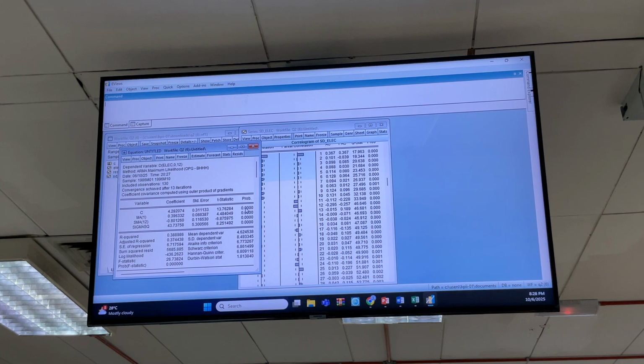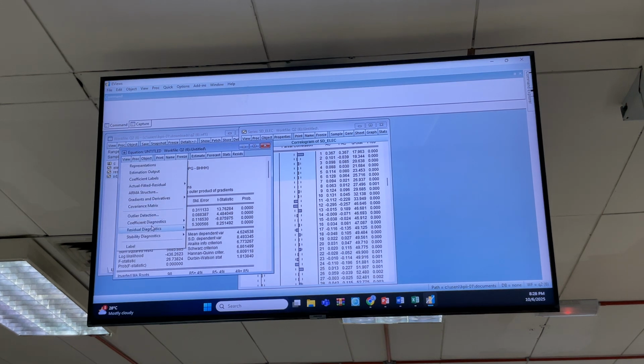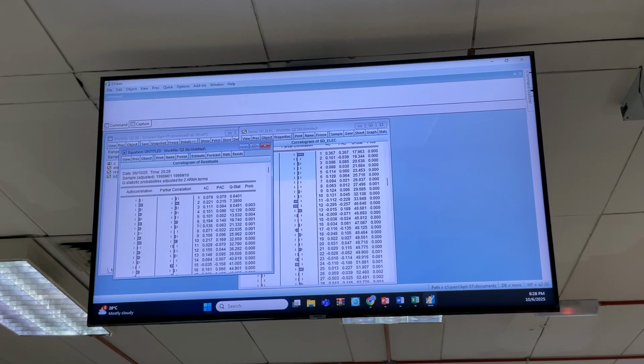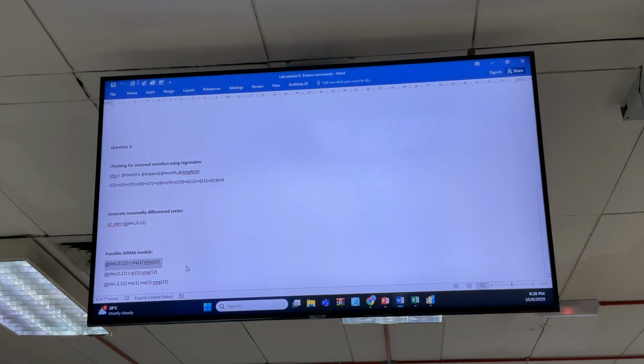So C is significant, you have to retain C, and then you check the residual. Oh, I see, all are insignificant, so that model is considered to be not adequate, inadequate. So you cannot use that model. You have to consider another model. The second model given here is AR1 and SAR1.